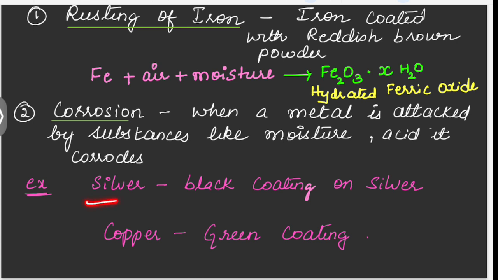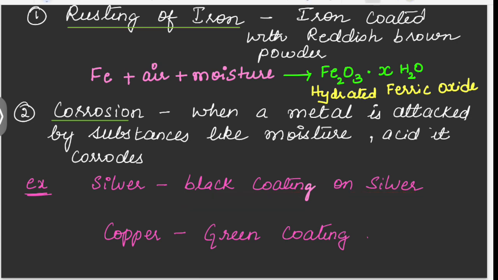For example, if you see silver articles, when kept open for a longer time, at your home also you would have observed it turning black. Your mother will be taking that silver and showing it to you, see how the article has turned black. Have you observed that? That is called corrosion. There is a black color coating on the silver.